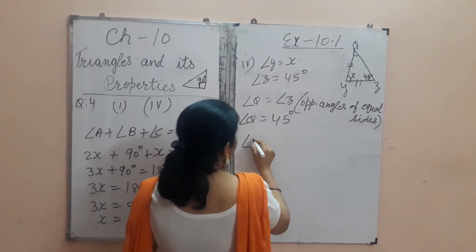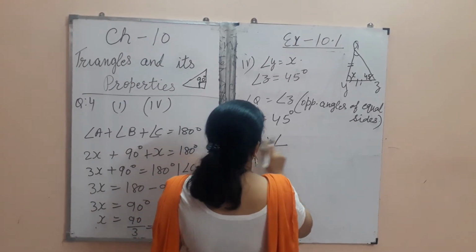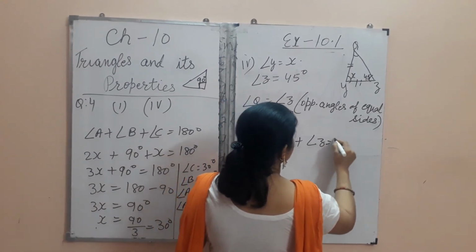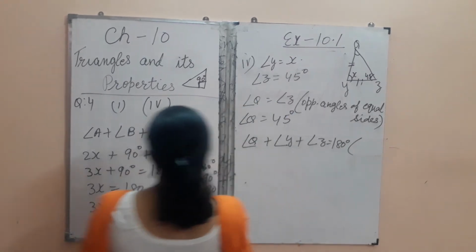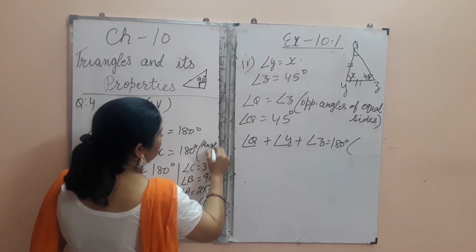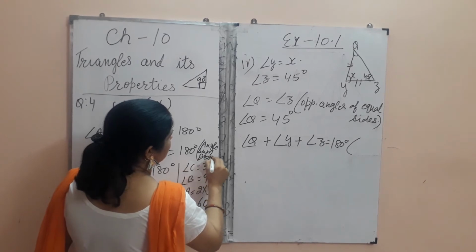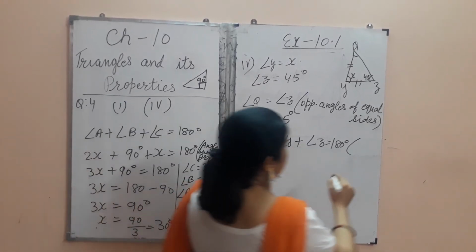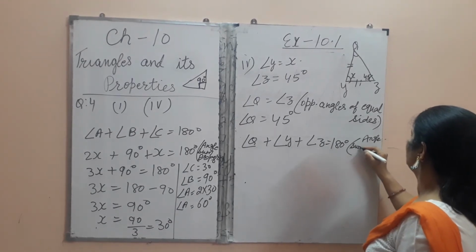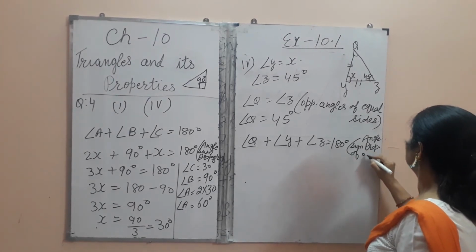So we will write angle Q plus angle Y plus angle Z equals to 180 degrees. Here, sorry, here also I forgot. Here we will write angle sum property of a triangle.